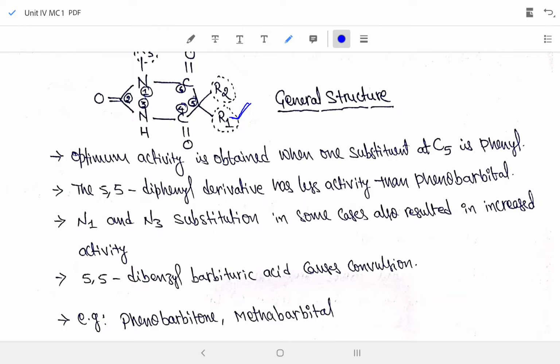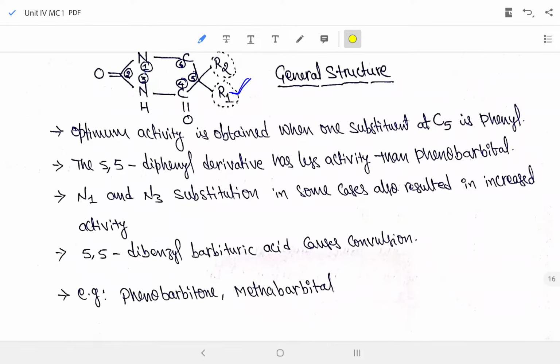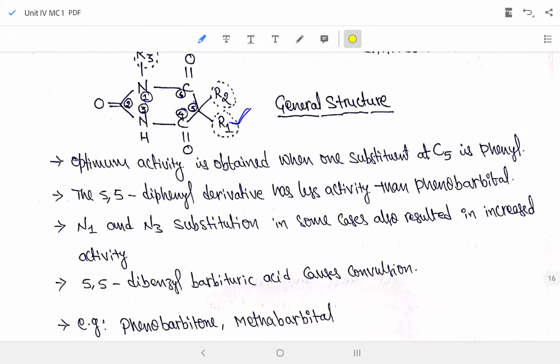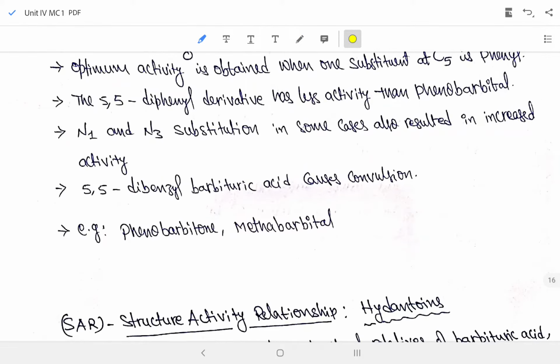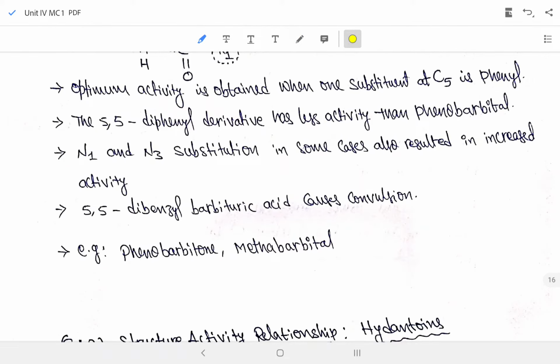Then nitrogen at position 1 and nitrogen at position 3: if they are substituted, there are some cases where both are substituted and they have shown good activity. Then 5,5-dibenzyl barbituric acid causes convulsion. I have clearly explained what is a phenyl group and what is a benzyl group. I will show you again.